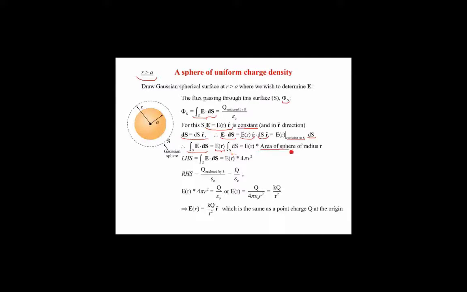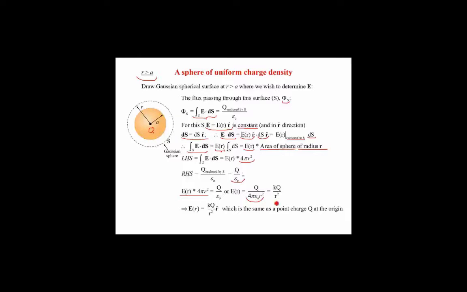Well, that's just the area of a sphere. Since the radius is little r, that's the area of a sphere of radius r, which you know is 4 pi r squared. Now what about the right-hand side? We've already said that the Q enclosed is equal to the total charge, which was given at the start of the problem, and that's just equal to Q. So if we put Q in for the Q enclosed and divide by epsilon 0, we have the right-hand side. Equating the left-hand side with the right-hand side, we can solve for E sub r, and we end up with Q over 4 pi epsilon naught r squared.